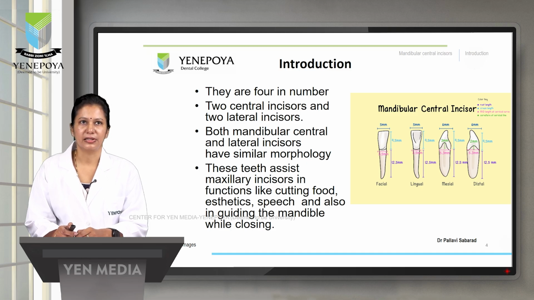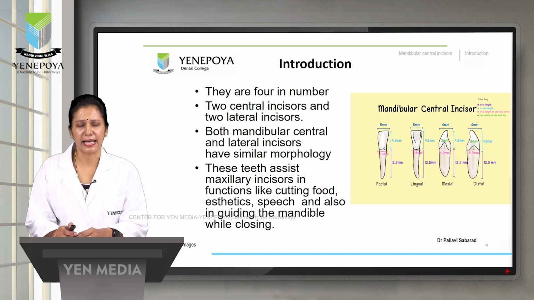incisor. So, coming to the introduction to the mandibular central incisor, they are 4 in number and are located in the mandible, and both the mandibular central and lateral incisors look almost similar in morphology. There are very few differences which we can make out by learning the mandibular central and lateral incisors.